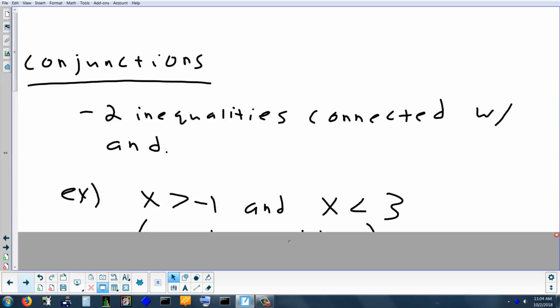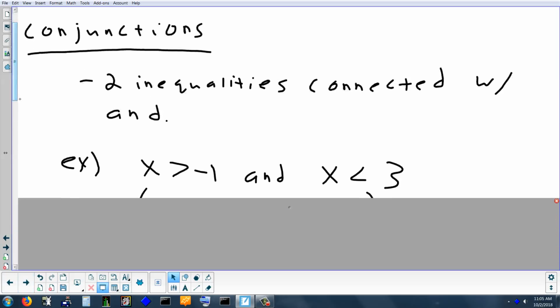But x is greater than -1 is a sentence. x is less than 3 is another sentence. We put the word and between them. And what we're basically saying now is you can pick any number between -1 and 3. That's usually what a conjunction kind of boils down to. It usually means between these 2 numbers.